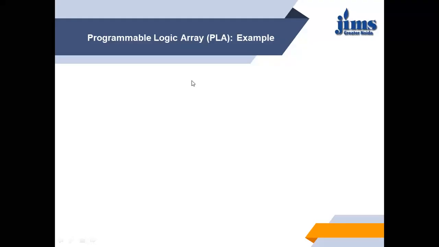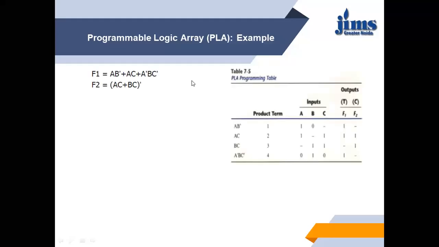So we were discussing the example. There was some technical issue. So as per F1 and F2, we have made a programming table. We have written in the first column all the minterms. We have reduced AC into one term, because it appears twice, in both F1 and F2. So there are 4 product terms.